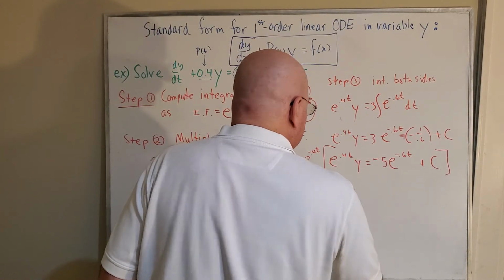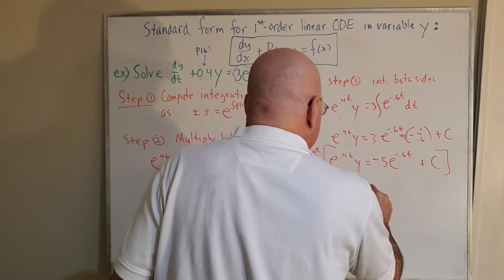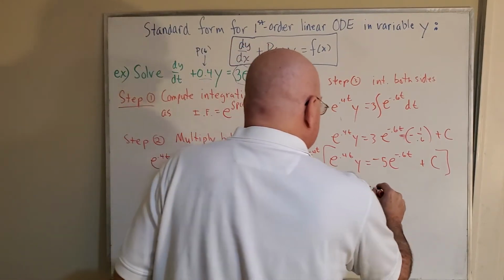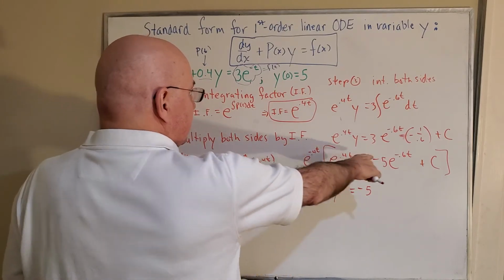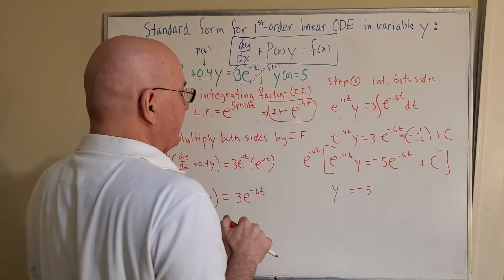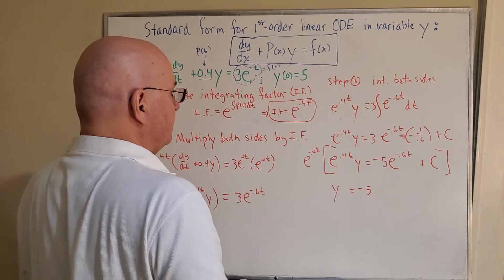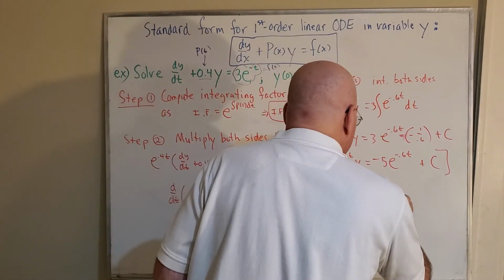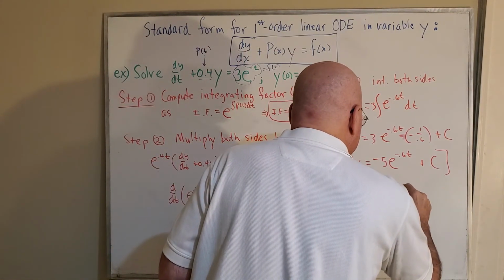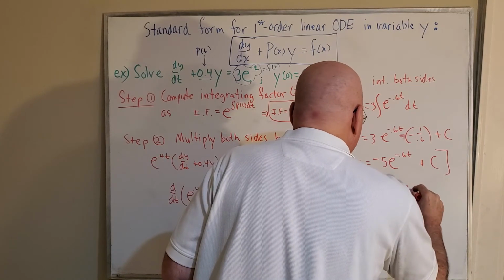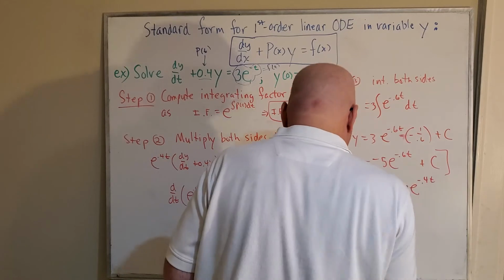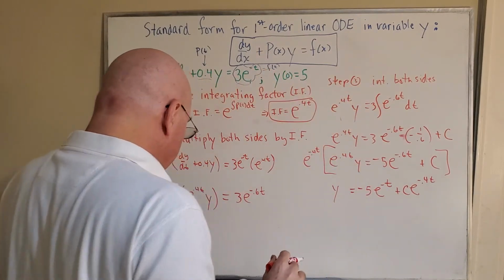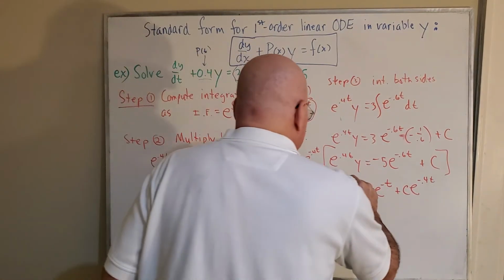So y is equal to negative 5, e to the negative 0.6 times negative 0.6 plus 0.4, and they're negative, would be just a negative 1. And you have to multiply the constant as well by e^(-0.4t). That's the general solution. I'm going to go ahead and circle it.